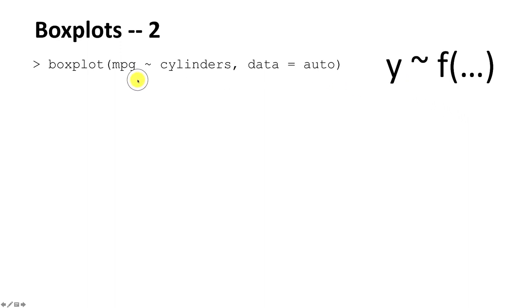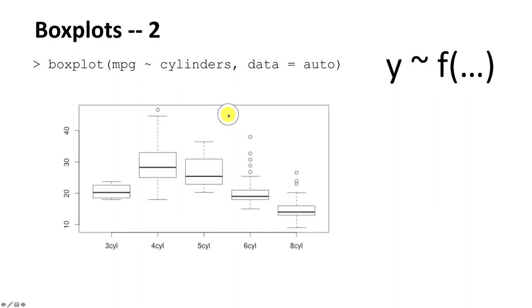So we are saying, show me the miles per gallon as a function of cylinders. In other words, put miles per gallon on the y-axis and put cylinders on the x-axis, because you're saying y is a function of x. So if you do that, you'll get this plot.